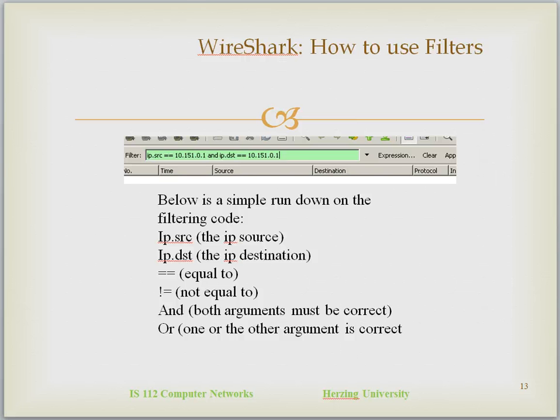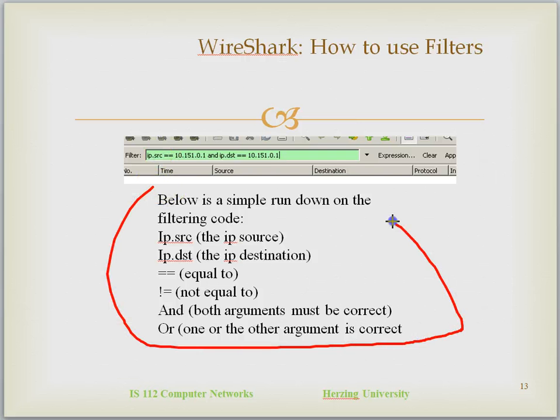In the example here, the exact code is illustrated down here. ip.src is the IP source address. ip.dst is the IP destination. This symbol is equal to, and this one is not equal to. Looking at what we have here, the IP source has to equal 10.151.0.1, and the IP destination has to equal 10.151.0.1.